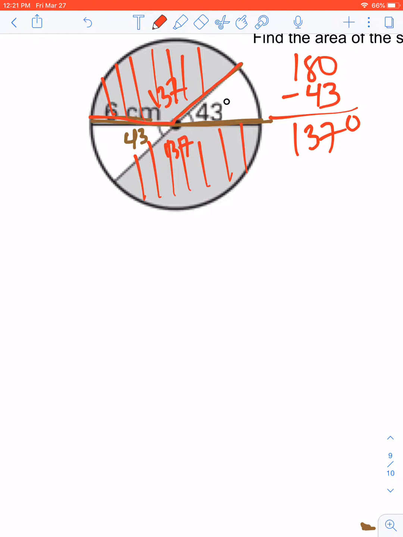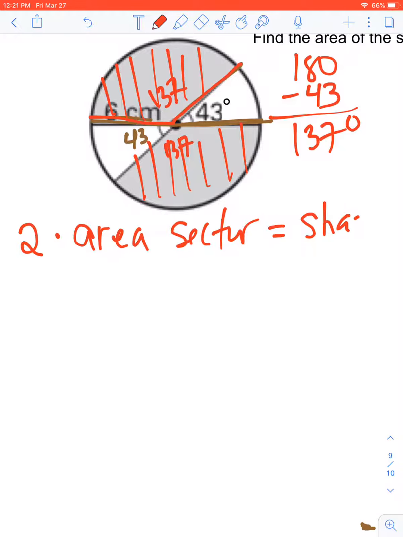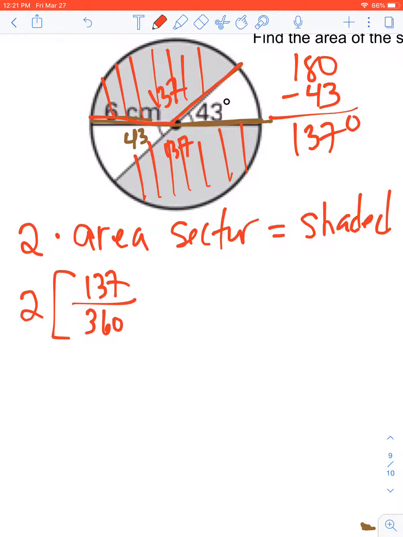So my strategy is I'm going to take 2 times the area of that sector, and that is going to equal the entire shaded region of the picture. So I'm going to take 2 times 137 over 360 times the area, which is pi, and I have it covered up here, but the radius is 6, times 6 squared.